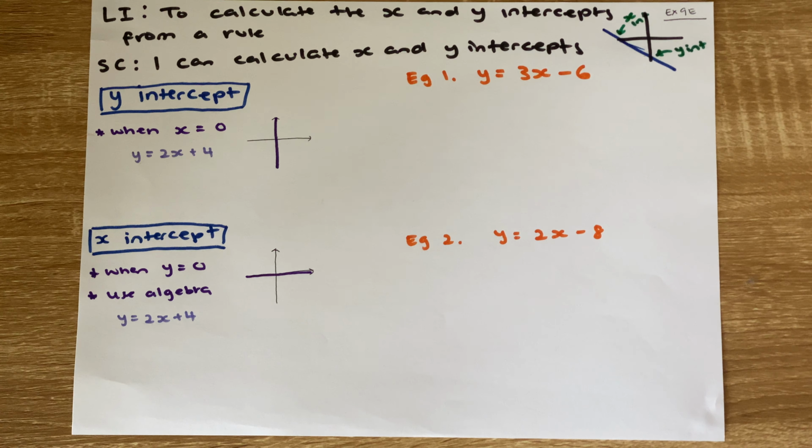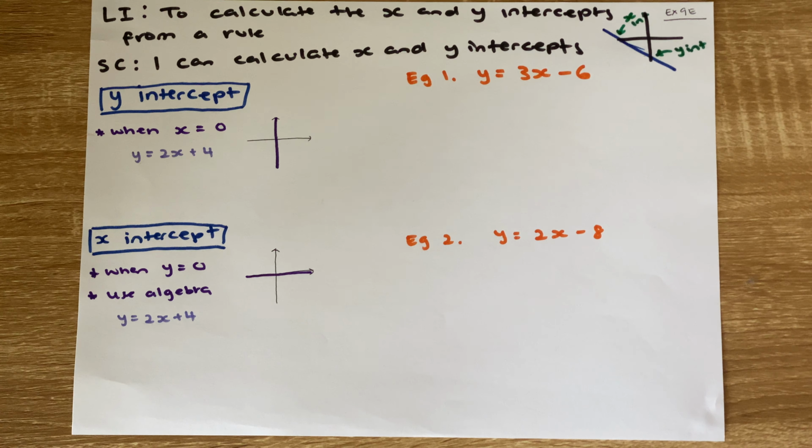So in my coordinate, my x value, I always write it first. So when x is 0, that means y is going to be 4. So my y-intercept is going to be at the coordinate where x equals 0 and y equals 4.